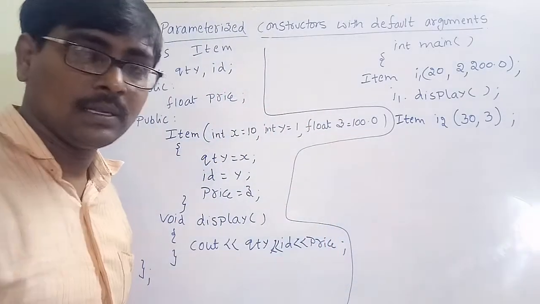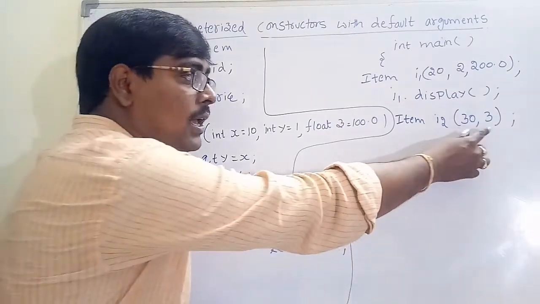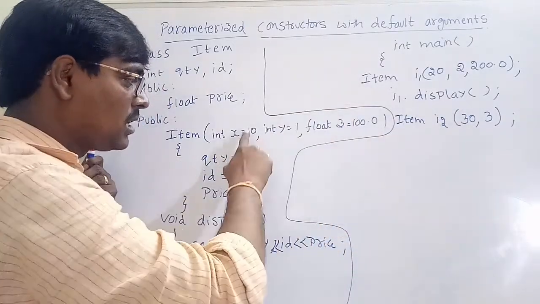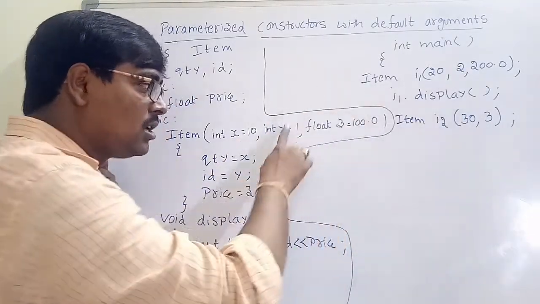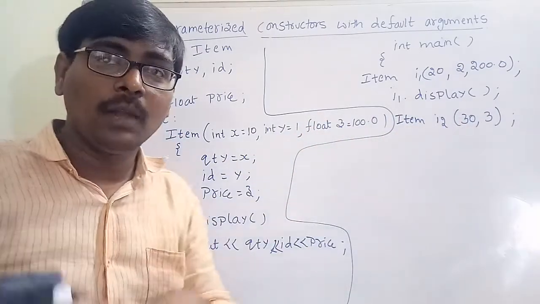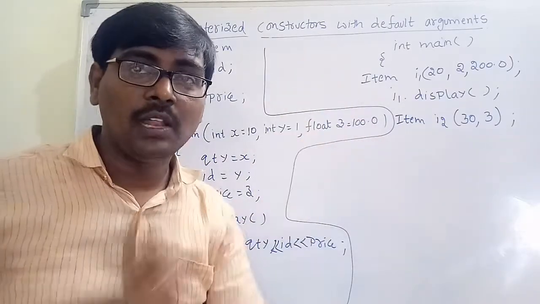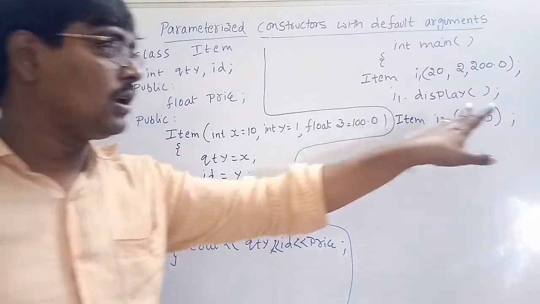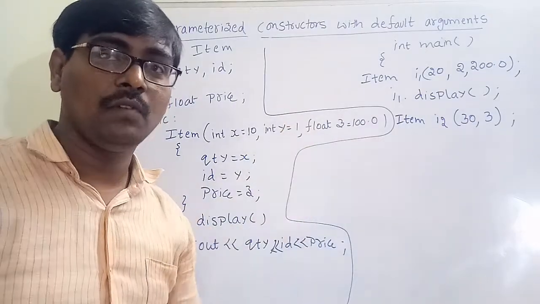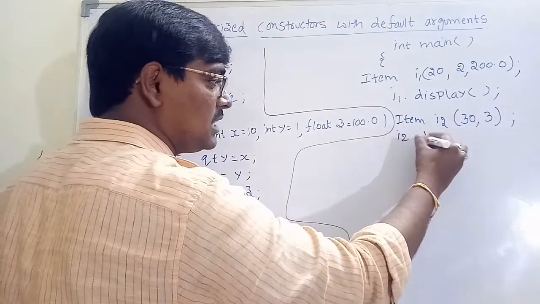But in this case, I am defining the constructor with some default values. Here I am passing only 2 values. What happens? 30 is assigned to x, 3 is assigned to y, but for z, I am not giving any value. In that case, what is the value of z? The z value is 100. I think you got it. If you are not passing any value, in those cases it considers the default value.